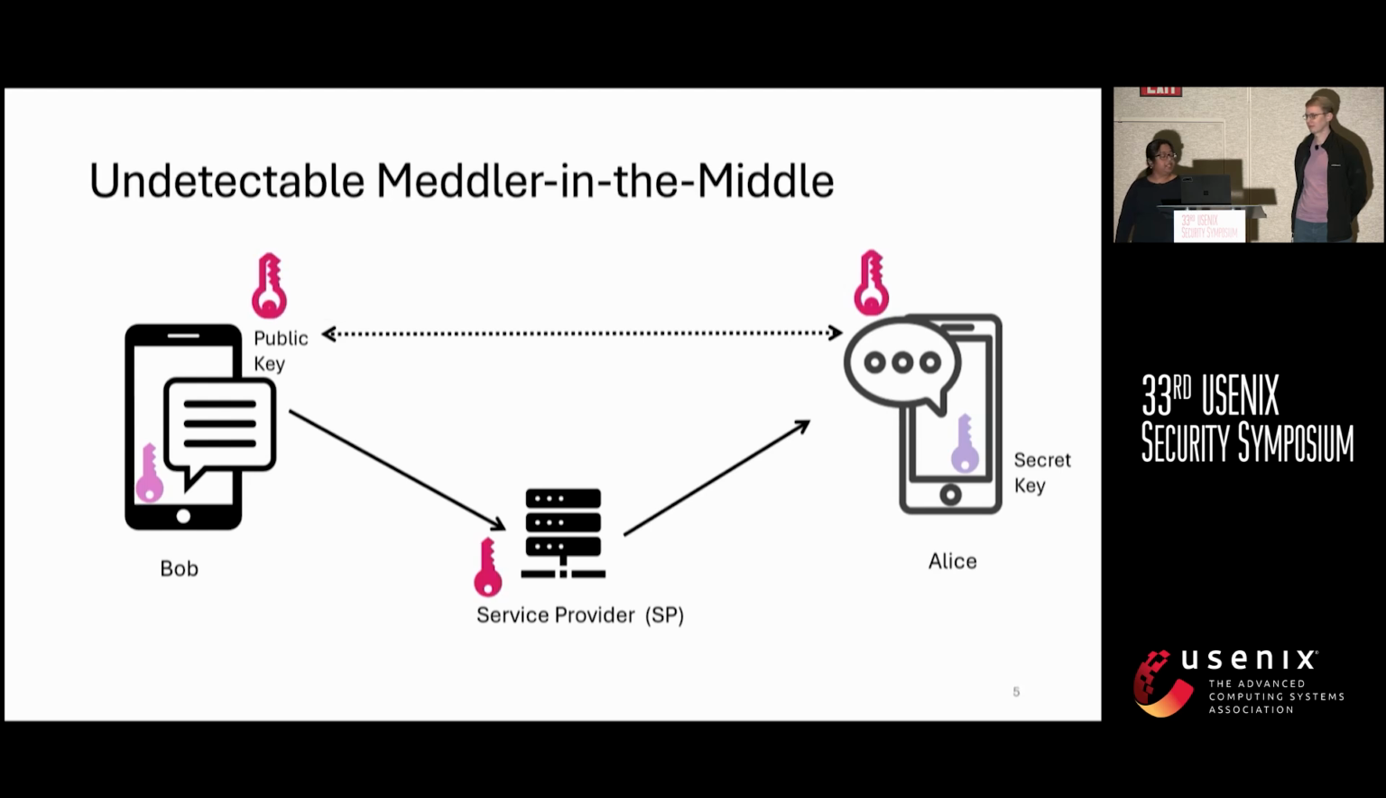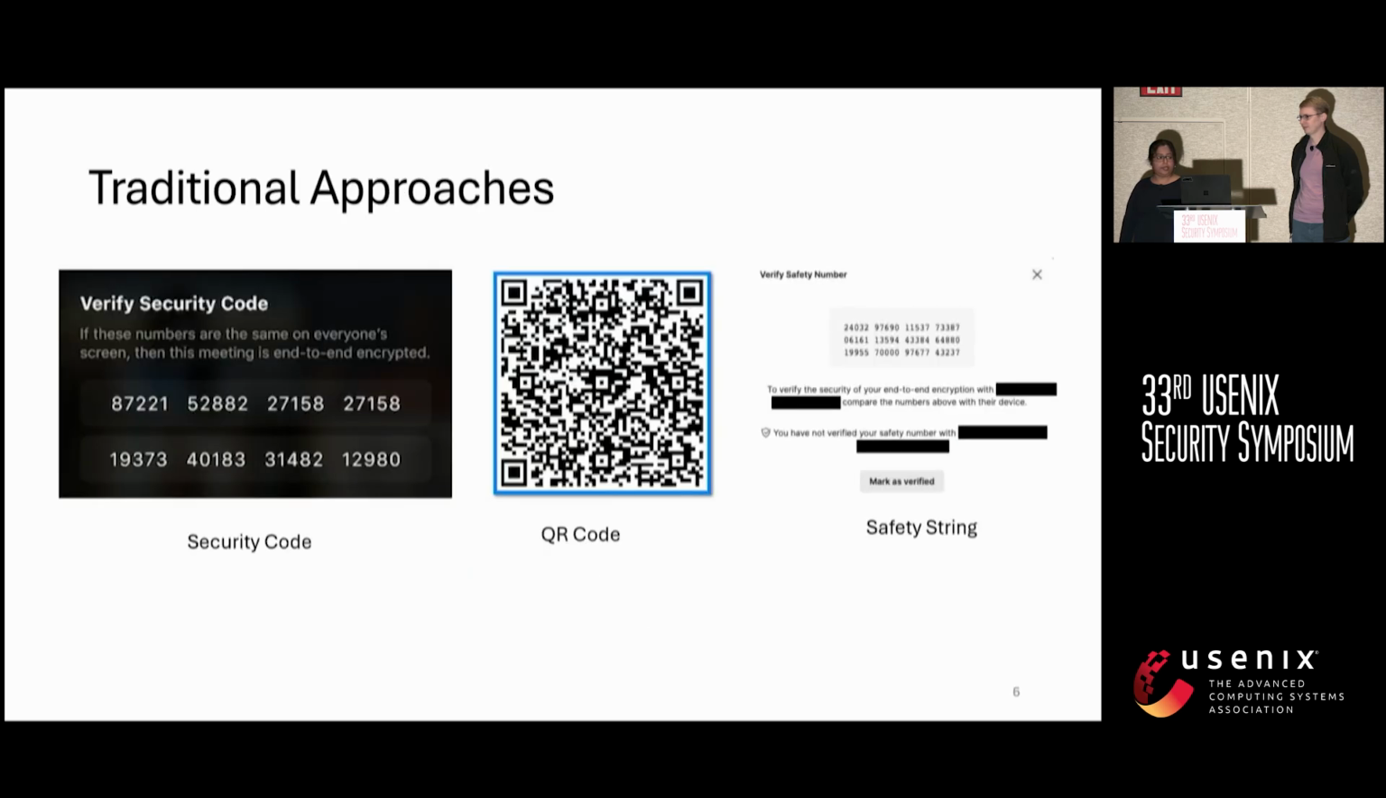Now, this is obviously a problem. Why? Because without any further verification, the service provider can do an undetectable meddler-in-the-middle attack. What that means is the service provider could generate its own secret key and public key pair and then provide its own public key to Bob, saying this is actually Alice's public key, which is a fake key, and likewise to Alice. So now the service provider has essentially established a channel through itself. It can decrypt all the messages that come through, read them, and re-encrypt them back to the other devices. And without further verification, it will go undetected.